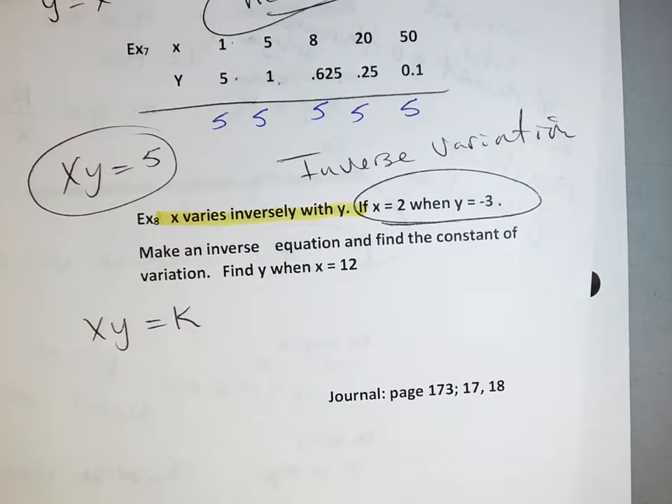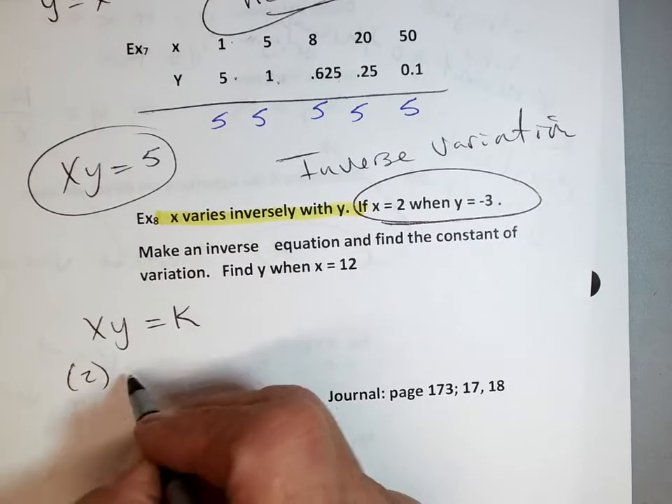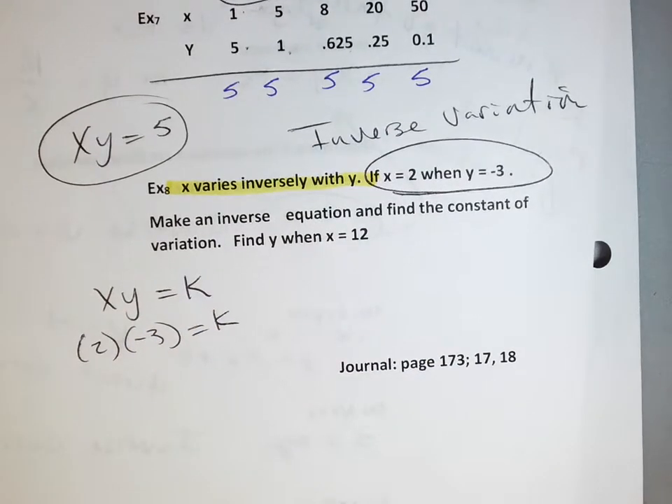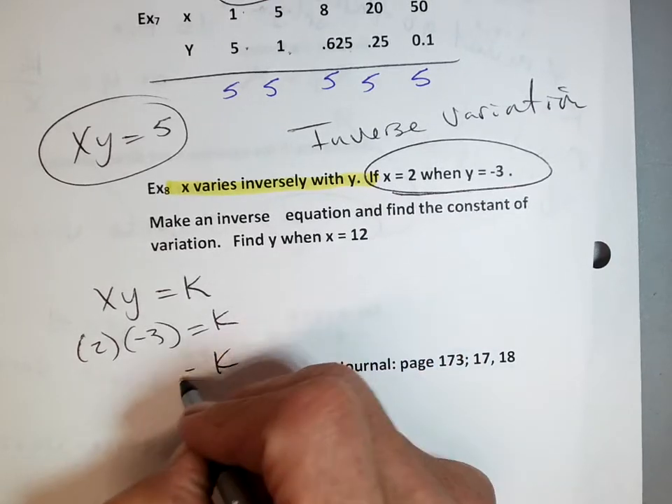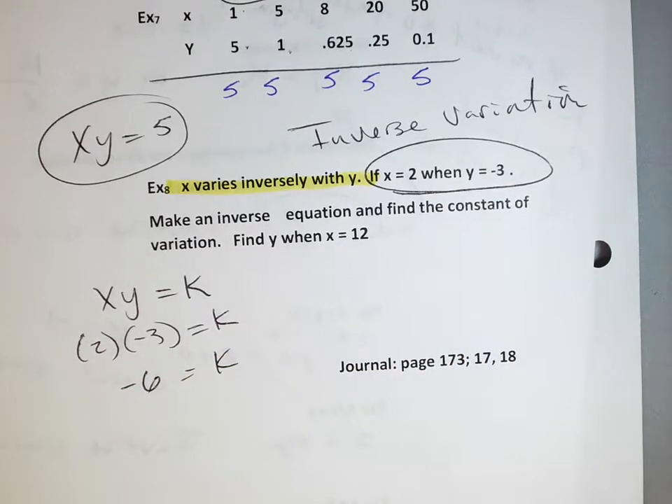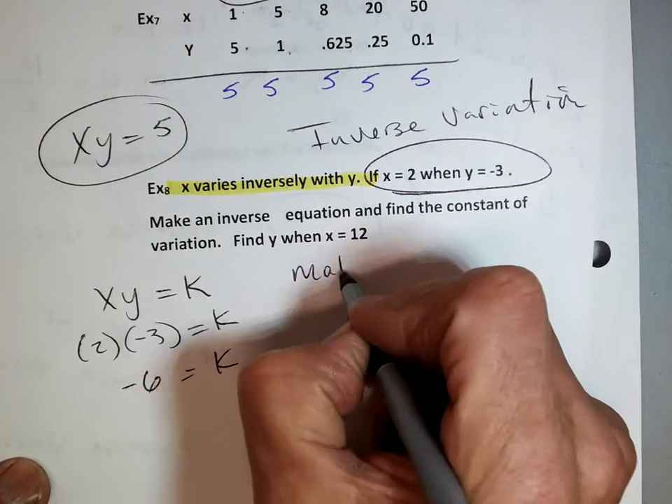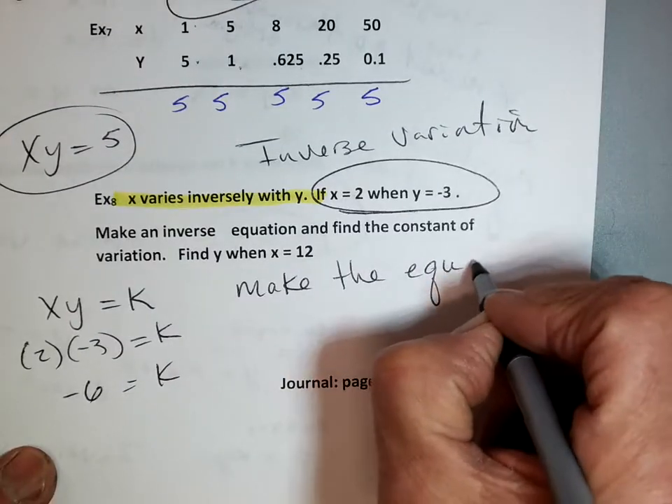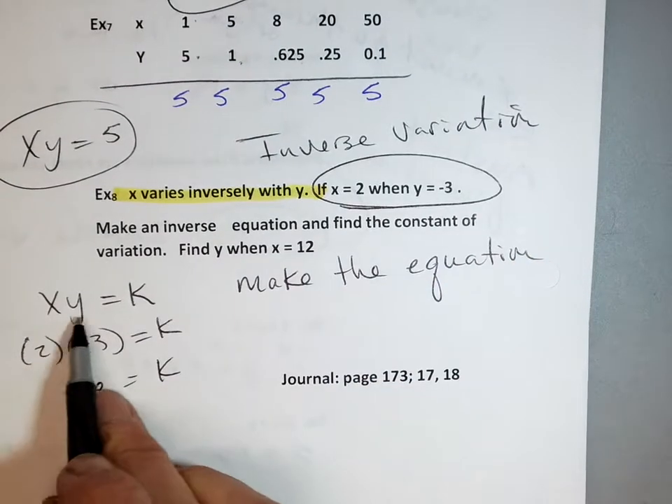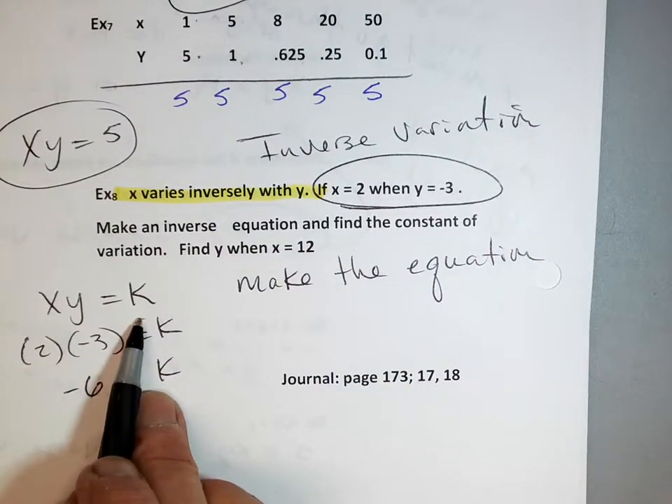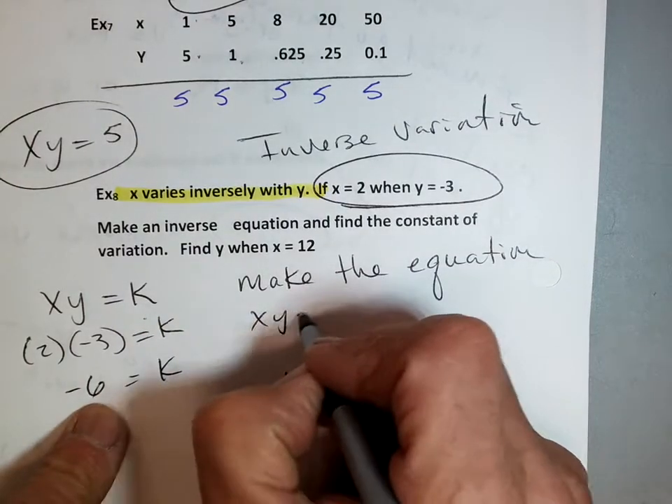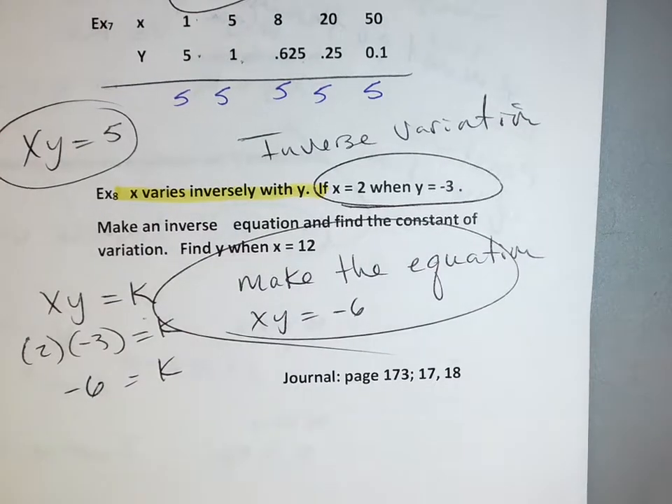So if x is 2 when y is negative 3, what's the value of k? This is easy, right? Negative 6, everybody agree? So then k is equal to negative 6. Now we have an equation, right? Now I can do that because I know what k is. So instead of x times y equals k, let's rewrite this as x times y equals negative 6. Okay, that's my equation.